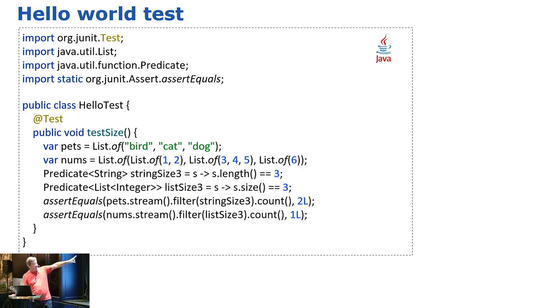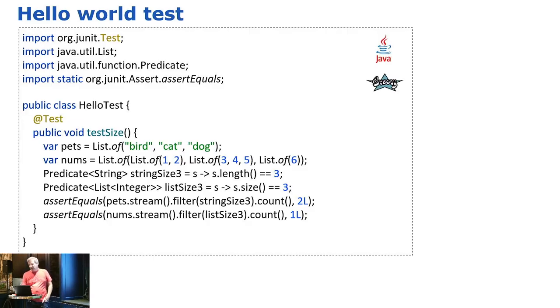We'll write a test that's going to count how many. For the list of strings, cat and dog are going to come out, so the size is going to be 2 at the end. We've got a list of lists, and there's a list of two long, a list of three long, and a list of one long, so only one of those is of size three, so we're expecting one to come out. So that's the Java code.